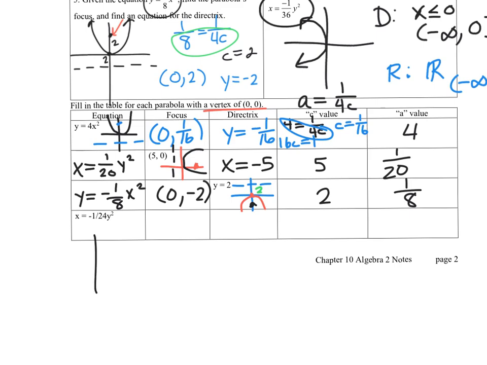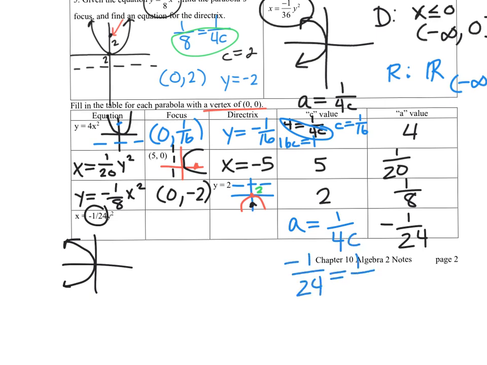And then the last one, it must be a parabola that's opening to the left. So a is negative 1 over 24. And then for c, we're going to do a equals 1 over 4c. So negative 1/24 equals 1 over 4c. So c has to be 6. Or negative 6. It really doesn't make a difference to me as long as I'm answering these directrix and focus problems right. This actually could be positive if you wanted to, because we're just using the absolute value of a, which is 1/24, to figure out our c.